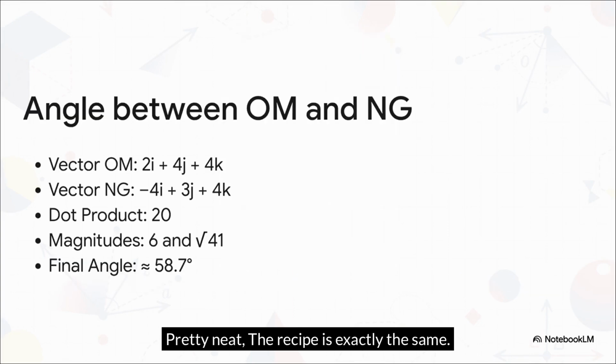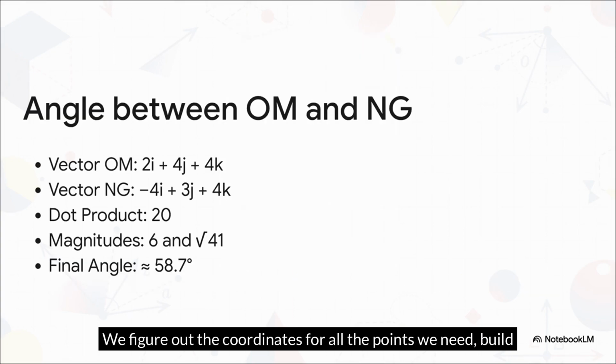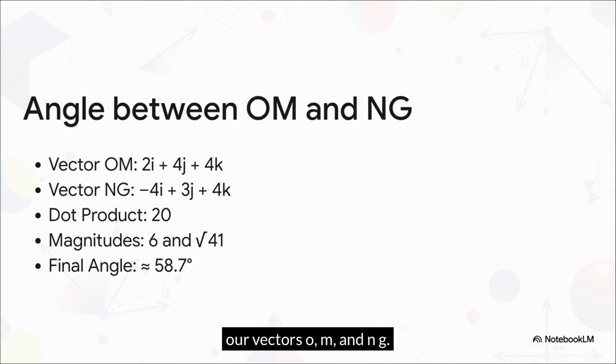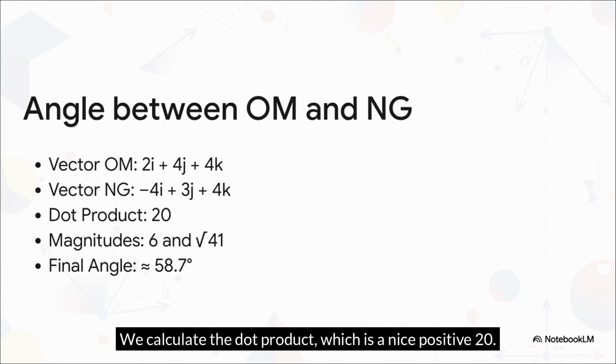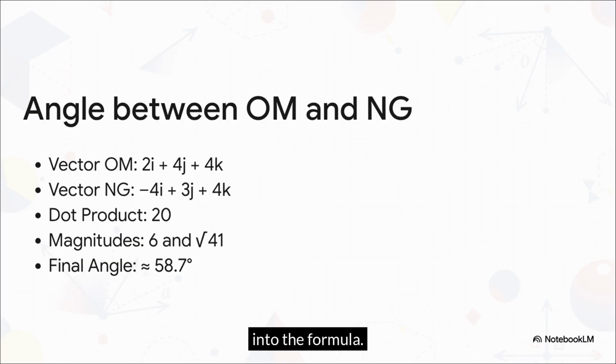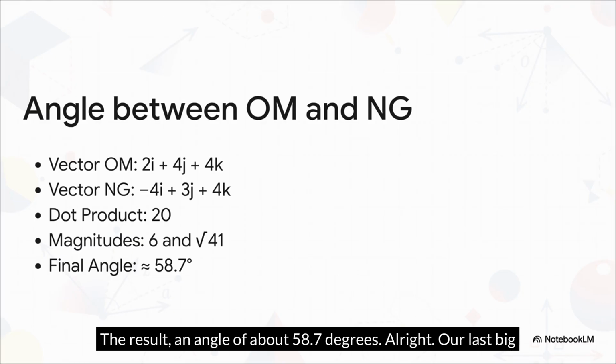The recipe is exactly the same. We figure out the coordinates for all the points we need, build our vectors OM and NG. You can see them there in IJK form. We calculate the dot product, which is a nice positive 20. We find the magnitudes, 6 and root 41. And we throw it all into the formula. The result? An angle of about 58.7 degrees.